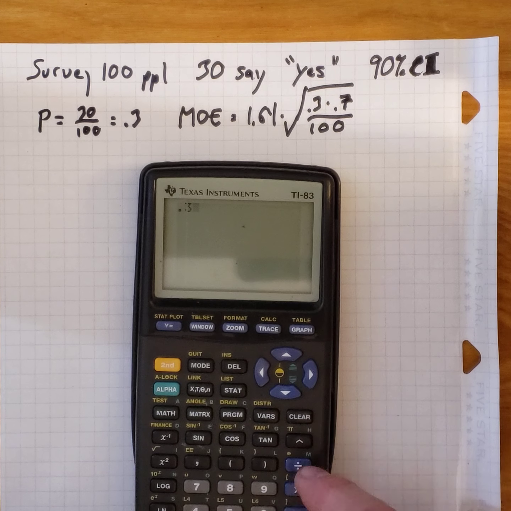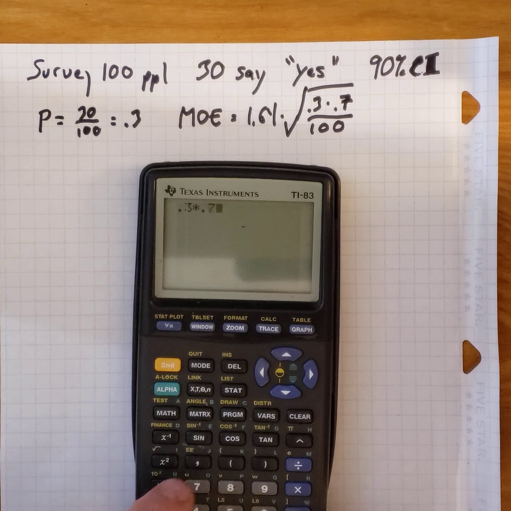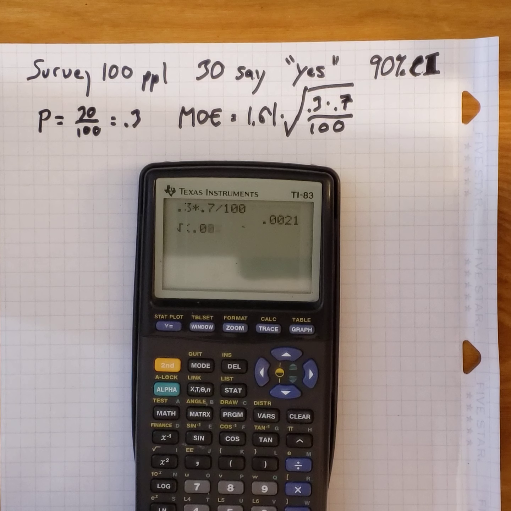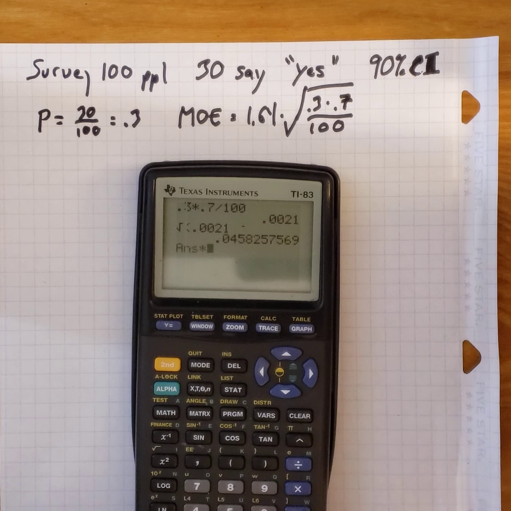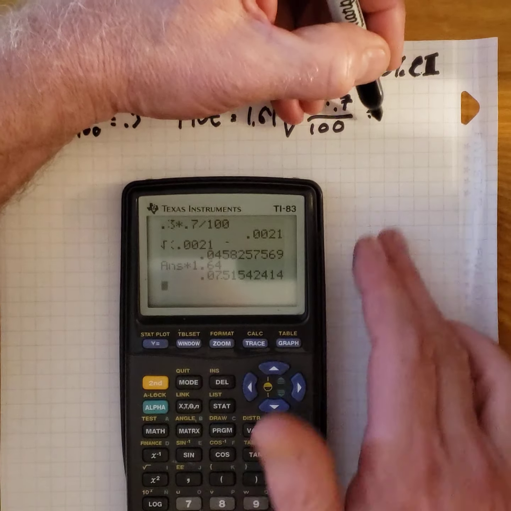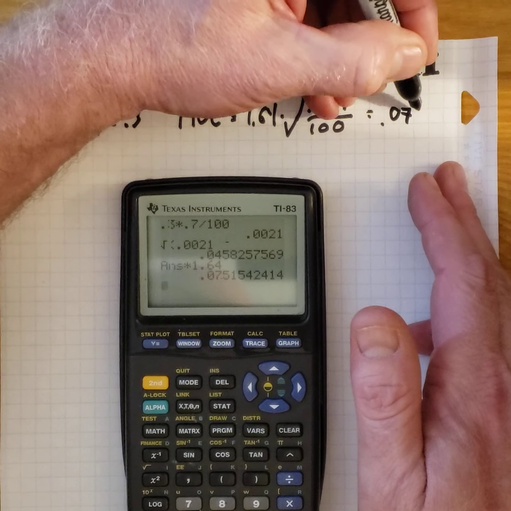Do 0.3 times 0.7 divided by 100. That gives us 0.0021, and then we can do the square root of that. That gives us 0.05 whatever. Multiply that by our 1.64. Right, so we get our margin of error is 0.075.